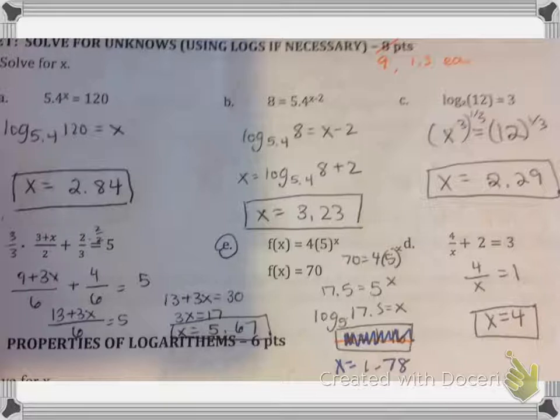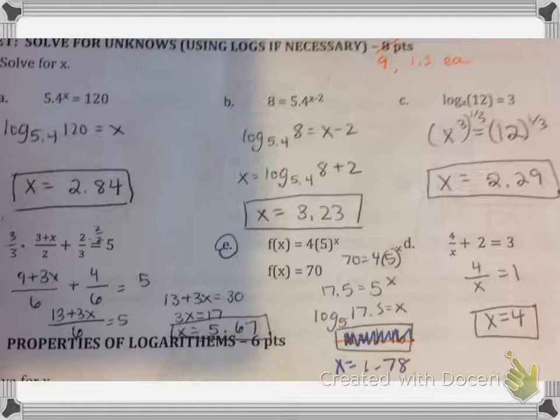For letter B, I did the same thing. The first thing I did was change the exponential equation into log form, and then I added 2 to both sides, and again just typed that straight into my calculator. If I saw mistakes on this problem, it was that people were forgetting to add 2. So make sure you do log of 8 divided by log of 5.4 and then add 2. So you get x equals 3.23.